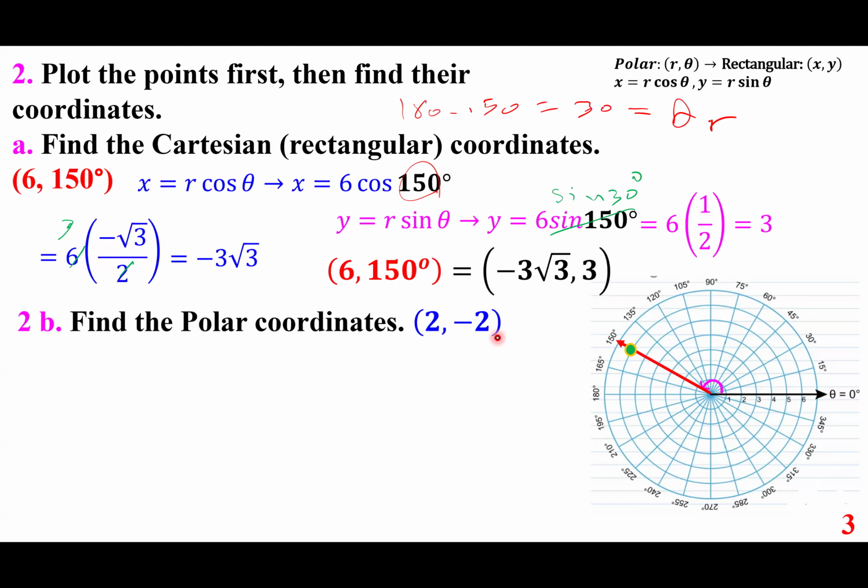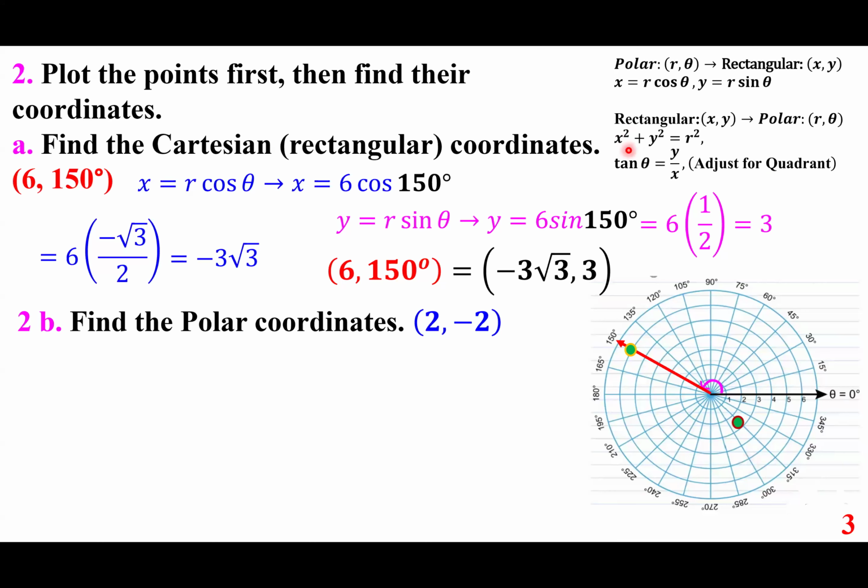What about 2 comma negative 2? We are going to go from Cartesian to polar. And again, let me erase my work. How do we go back? Okay, we're going to locate that: 2 to the right, 2 down. Okay, that's the location. And x squared plus y squared equals r squared, tan theta equals y over x, and you have to adjust for quadrant always.